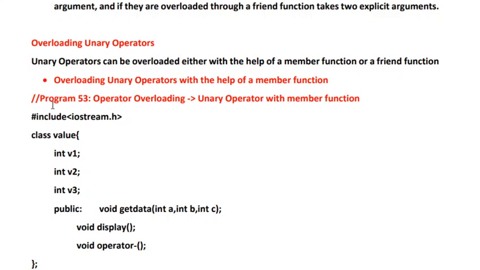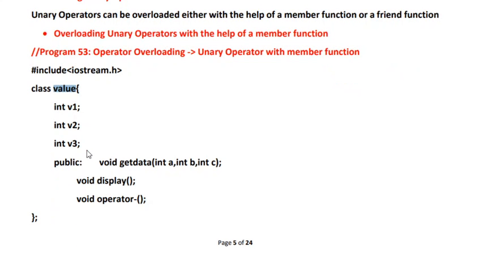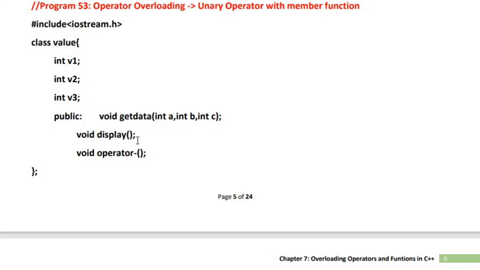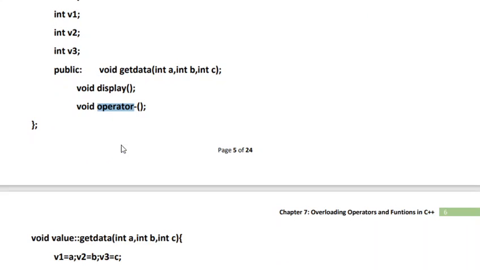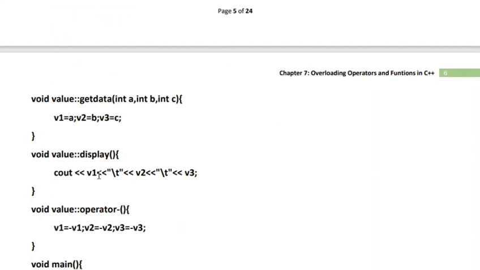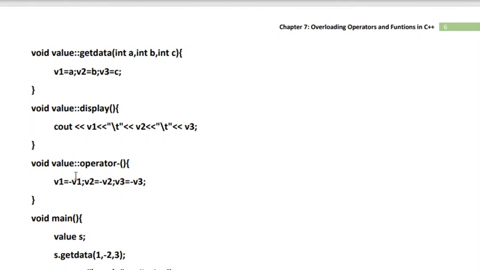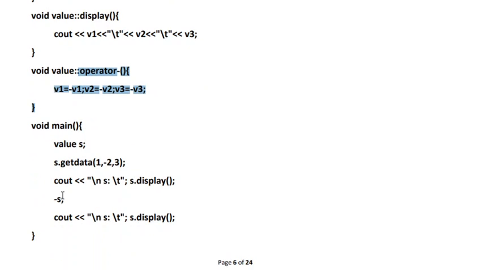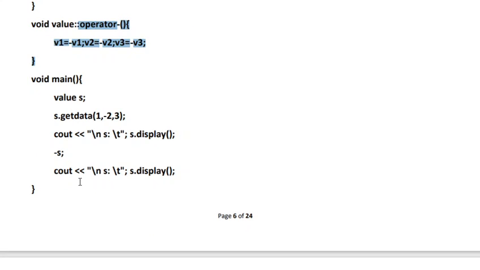In this case I have a class by the name value, where we have three private members. We have a get data which is declared in the public section, and we have void display, and the operator minus has been overloaded in order to perform negation of the values. I have the get data defined here, display data defined here, and I have defined the operator function in order to negate the values of the various operands. So this is the way it actually works.